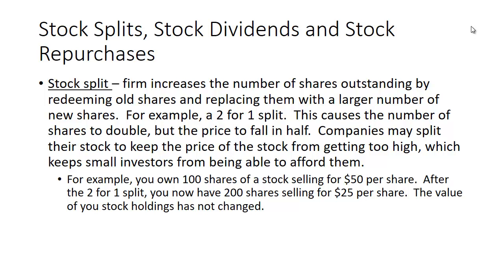As an example of how this works, suppose you own 100 shares of a stock selling for $50 per share. After a 2-for-1 split, you now have 200 shares selling for $25 per share. So in both cases, the value of your stock holdings is $5,000. You might think of a 2-for-1 split as taking a $20 bill and exchanging it for 2 10s. That would be a 2-for-1 split. A 4-for-1 split would be taking your $20 bill and exchanging it for 4 $5 bills.